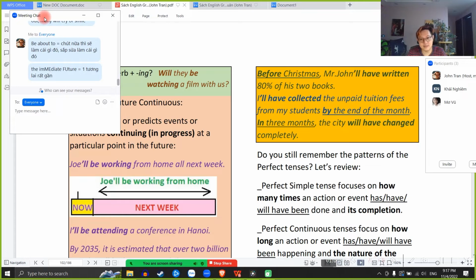I'll have collected the unpaid tuition fees from my students by the end of the month. In three months, the city will have changed completely.